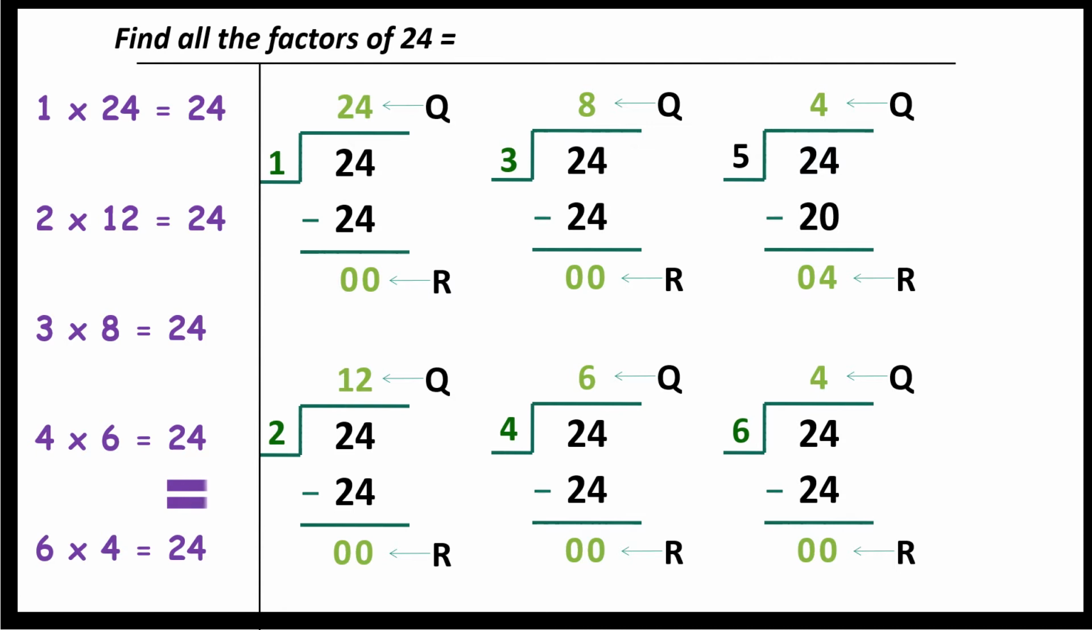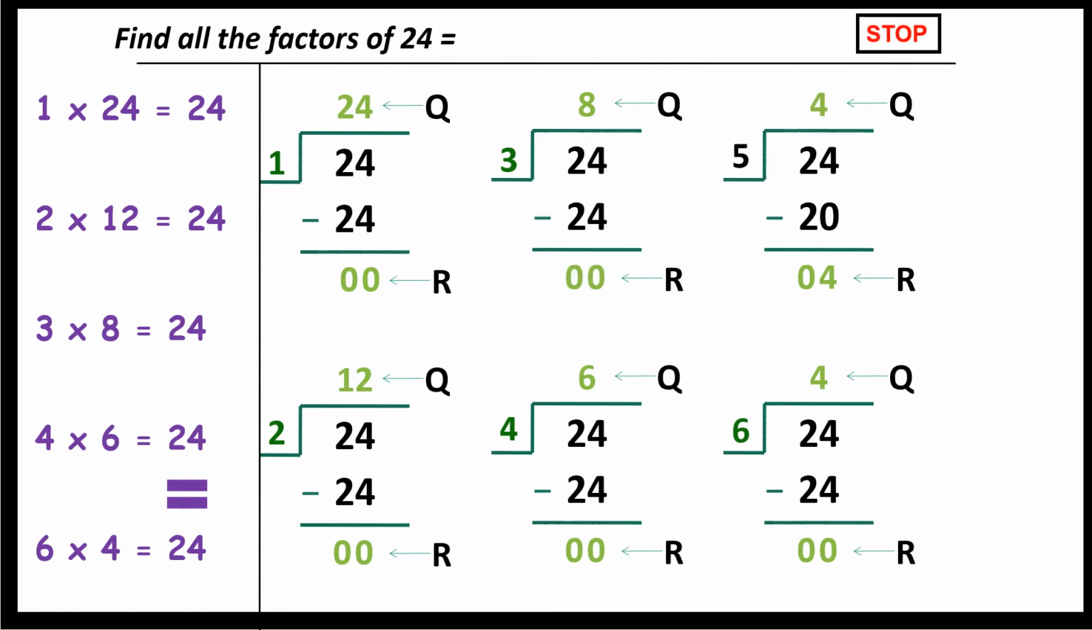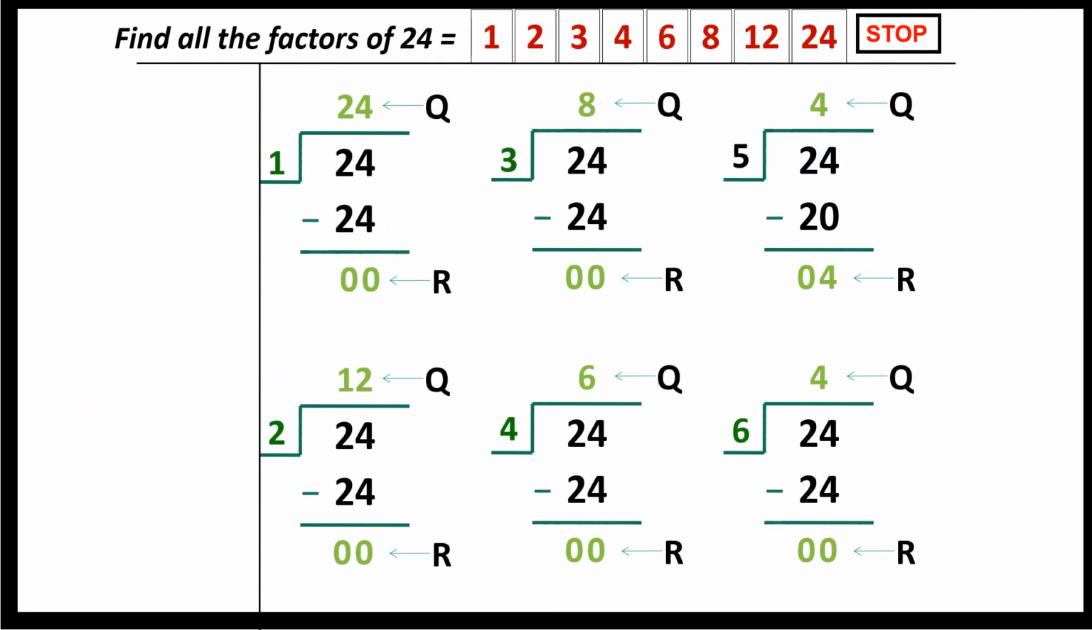Look, if we divide 24 by 4 and 24 by 6, we get the same multiplication fact: 4 times 6 is 24 and 6 times 4 is 24. And if we get the same multiplication fact, stop here. Therefore, the factors of 24 are 1 and 24, 2 and 12, 3 and 8, and 4 and 6. Remember, always write the factors in ascending order. Thus, 1, 2, 3, 4, 6, 8, 12 and 24 are the factors of 24. Always remember, we count the repeated factors only once.